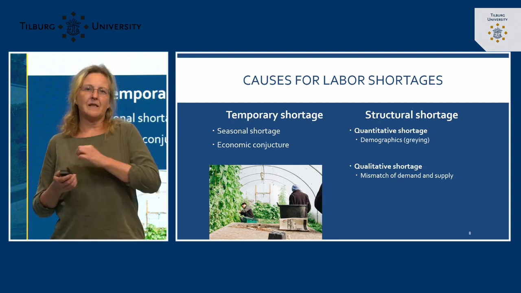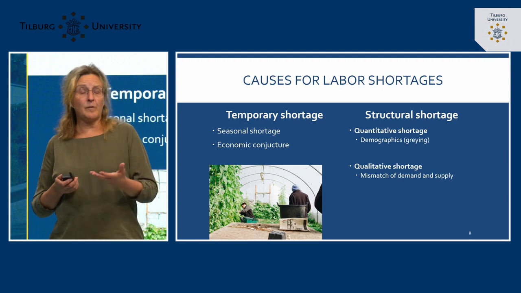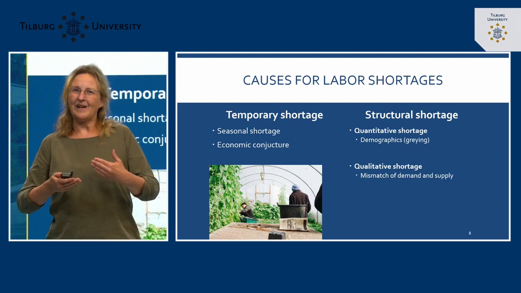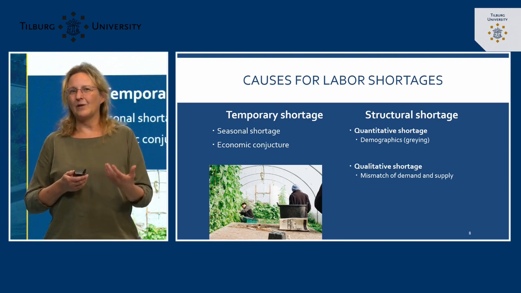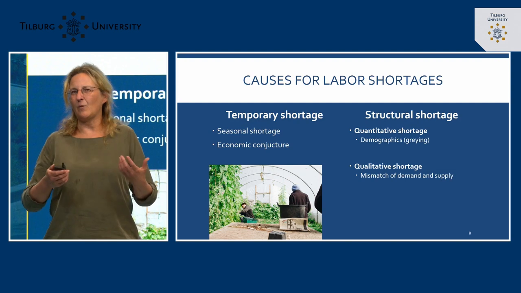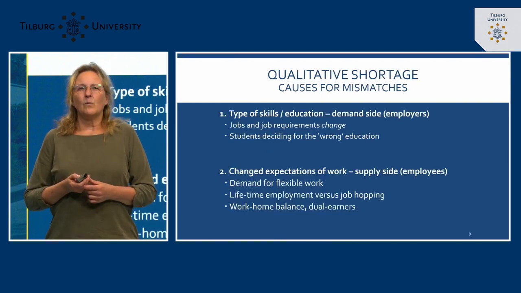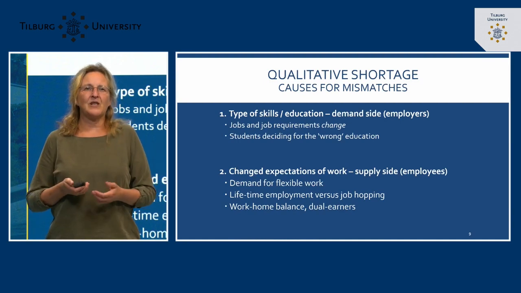Qualitative shortages are interesting because these indicate a mismatch between what is offered by employers and what employees are looking for. So in theory, there are enough employees or workers who could supply to the jobs that are available in organizations, but they don't want to. So what could be causes for these qualitative shortages? What are causes for mismatches?